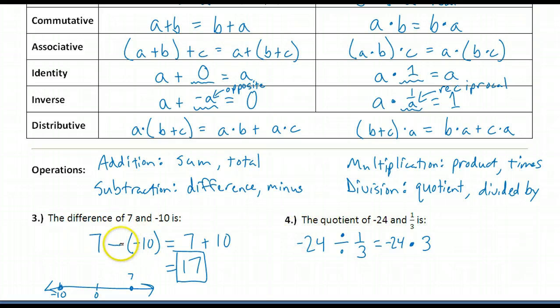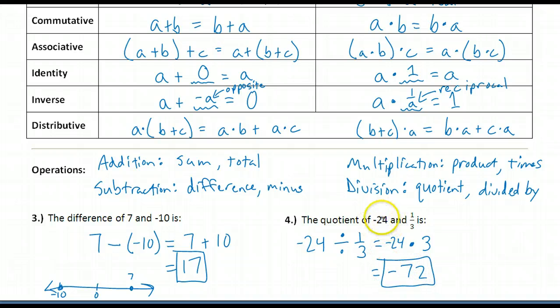Kind of like subtracting was the same as adding the opposite, division is kind of like multiplying by the reciprocal. And negative 24 times 3, a negative times a positive is a negative, and 24 times 3 is 72.